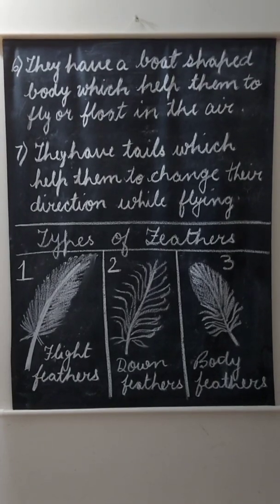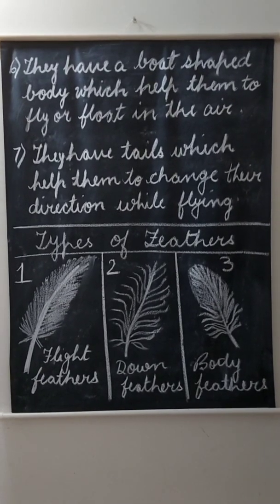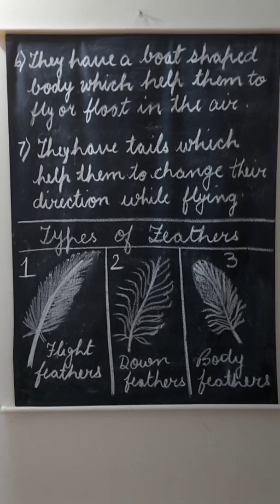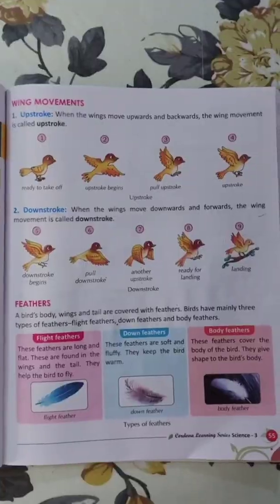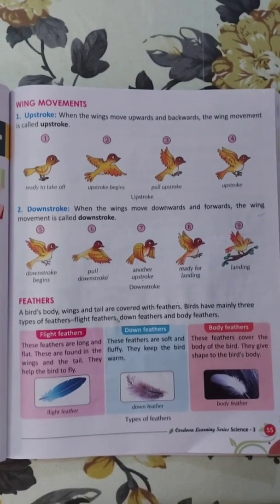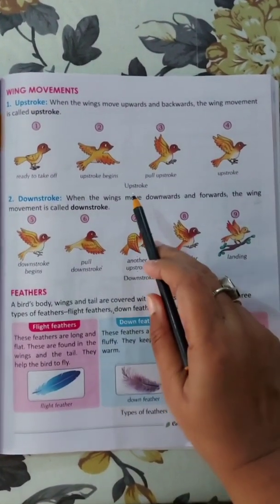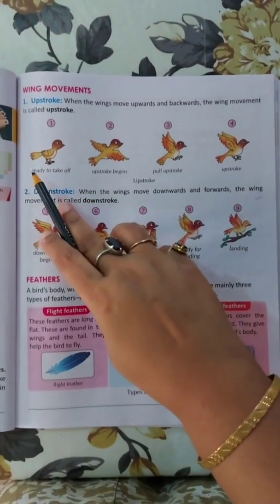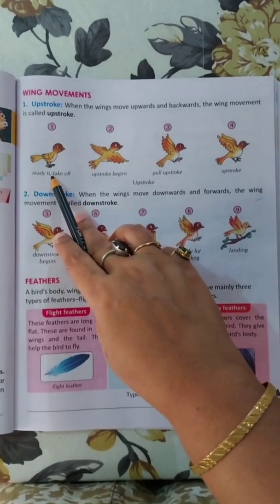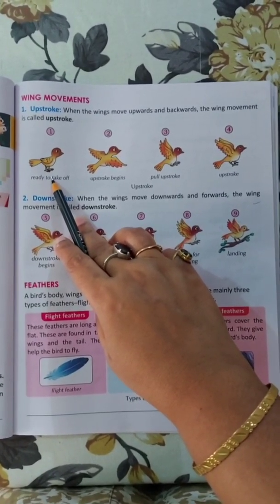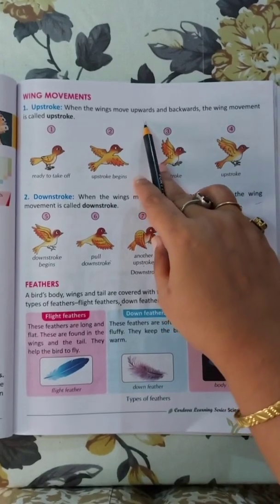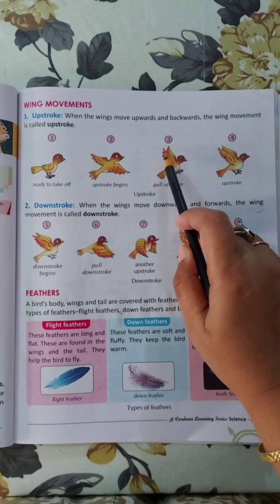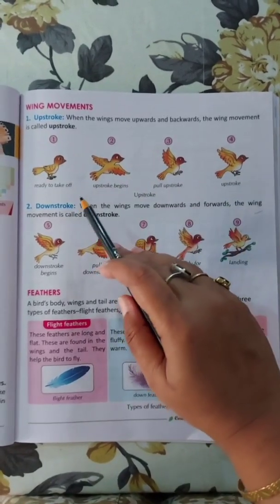Before moving towards the types of feathers, I would like you to know about the movements of the bird's wing. Come children, let's see the book, your textbook. Children, when a bird gets ready to take off or fly, their wings move upwards and backwards. Means एक बार ऊपर, फिर एक बार पीछे की ओर.